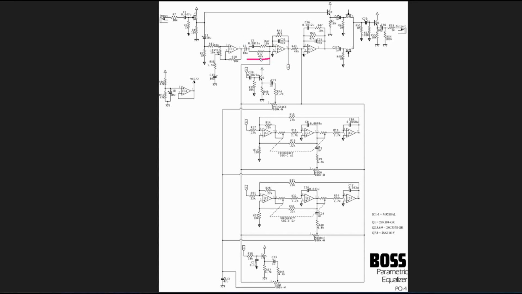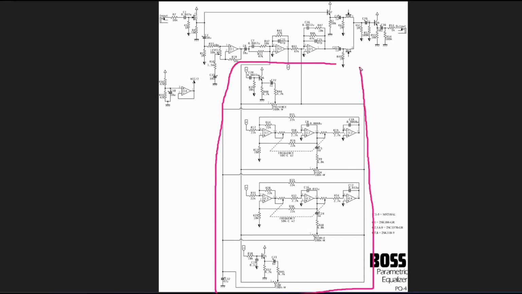You'll see that we've got this big old chunk of stuff here. These are the 4 frequency bands that we're dealing with. So the 4 in the PQ-4 is that you have 4 different frequency bands of control. You have presence, which is very high frequencies. You have high, middle, and low. We're going to take a look at these in more detail in a little bit, but I just want to finish off the rest of the audio path to output real quick.